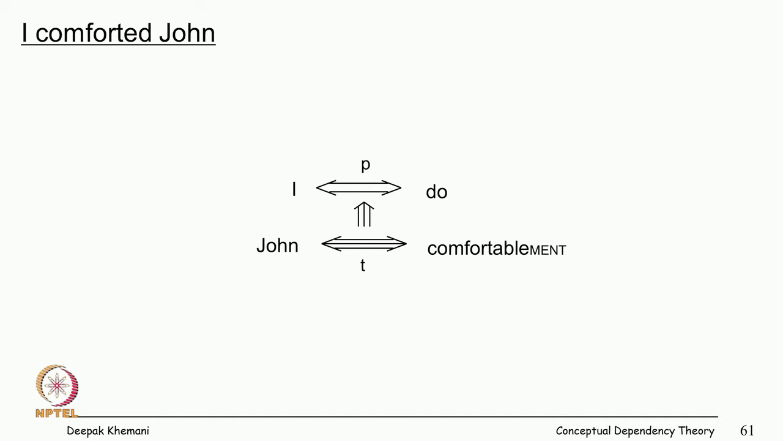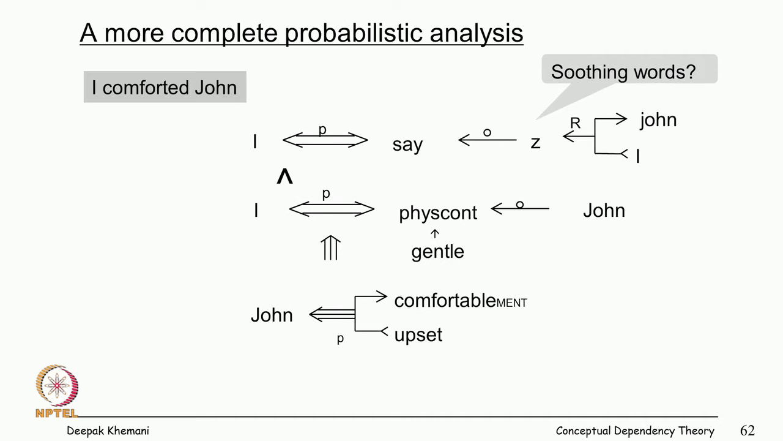Comforting somebody means doing something as a result of which the other person becomes comfortable. So, if you say I comforted John, then I did something so that John went into a state of being comfortable, or you might do something like I said something. So, we already have the word speak we could have used here, or P or M trans with the instrument of speak.